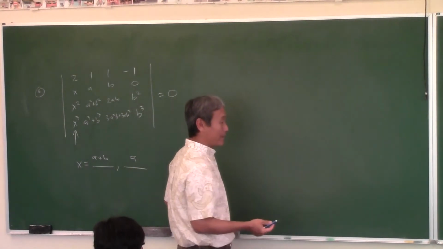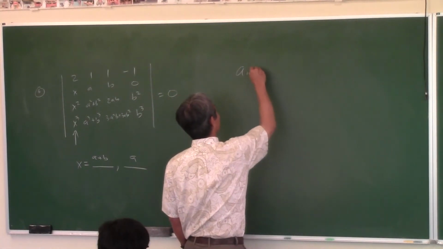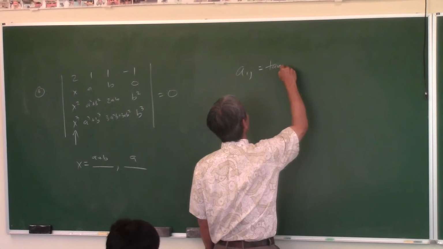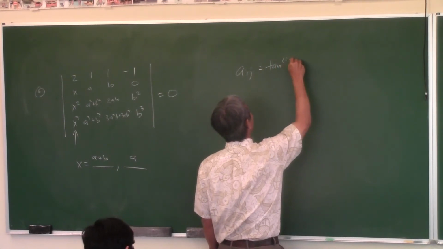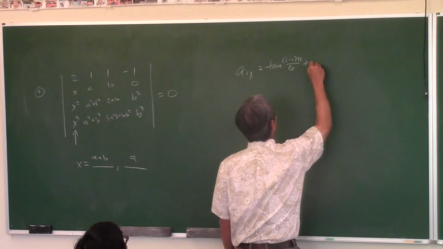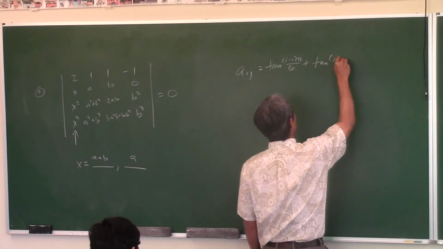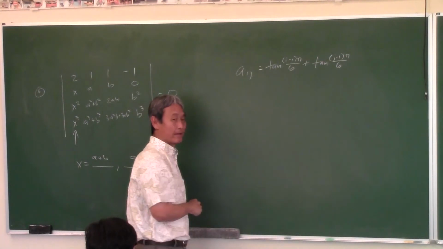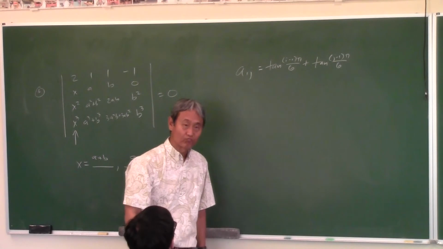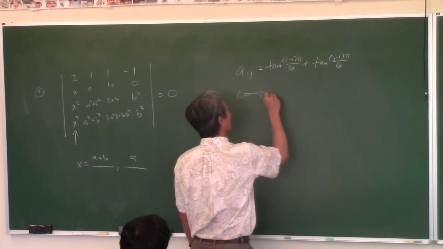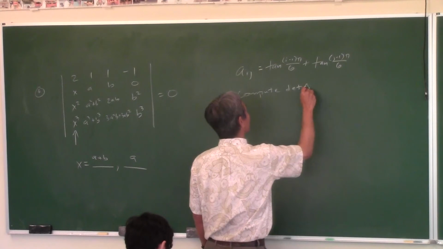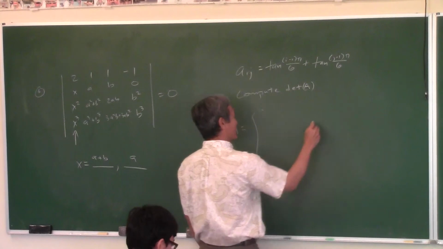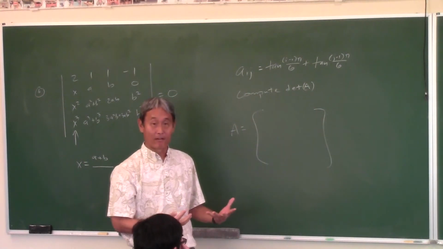Okay, given a 3x3 matrix A such that A sub ij is equal to tangent of (i minus 1) pi over 6 plus tangent of (j minus 1) pi over 6. Compute the determinant of matrix A. Use a pattern. Okay, so first thing you have to do is compute matrix A.